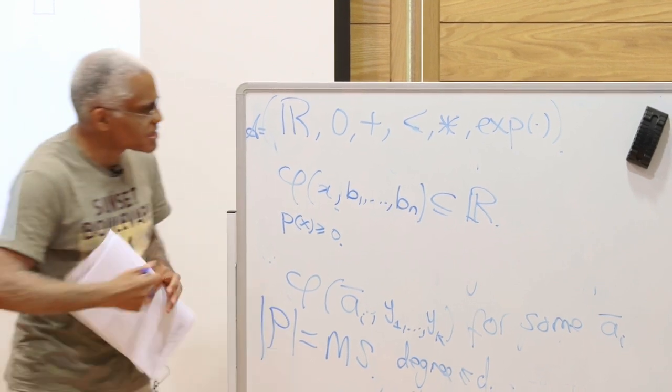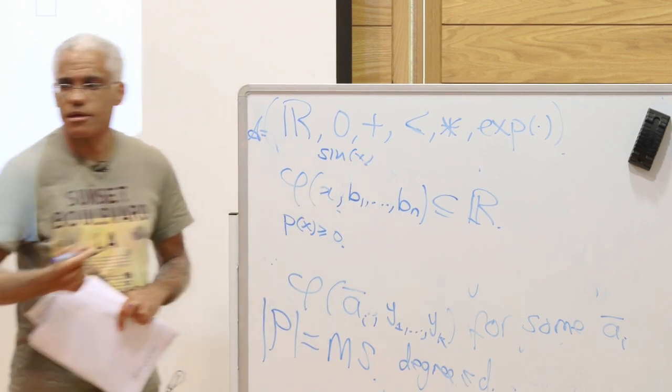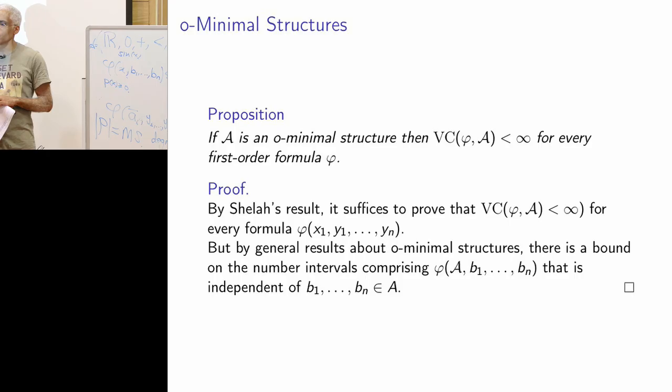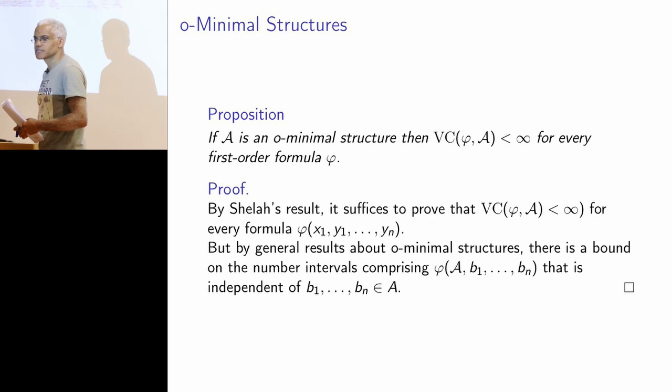So if I add sine to this, is it still o-minimal? The one-dimensional definable sets should be a finite union of intervals. Yeah.